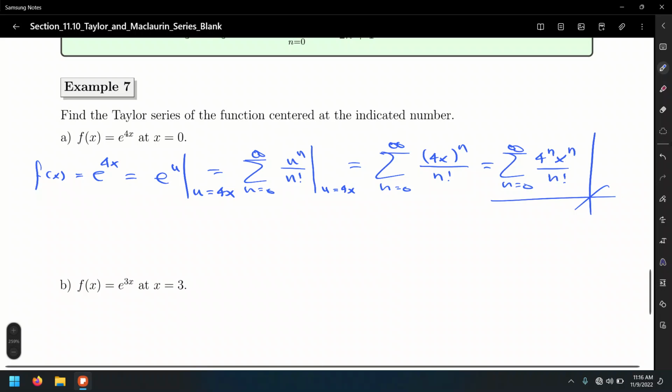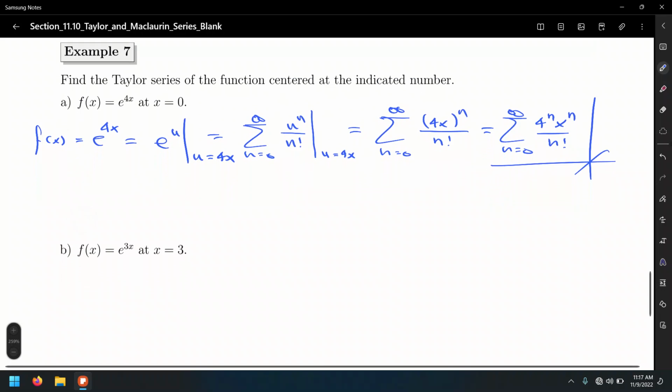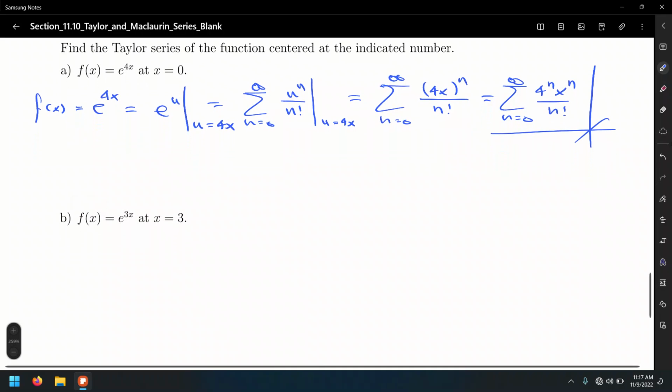Not even a single derivative. Not even the second, third, fourth, fifth, seventh, 19th derivative. Just using the formulas, setting up a u, coming up with a series, simplify. A minute or less, right? How long did that take? A minute or less.